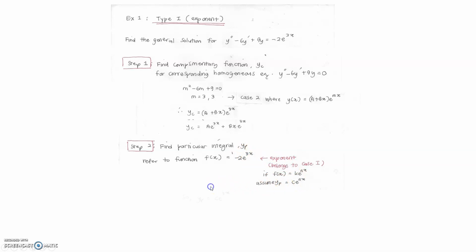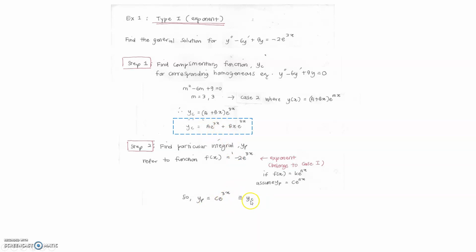Okay, so you get your yp is equal to c exponential 3x. Then you need to compare this yp to the yc. So you compare here, you have c exponential 3x, and here you have a exponential 3x. So we assume it has the same pattern, so we consider it equal to yc.